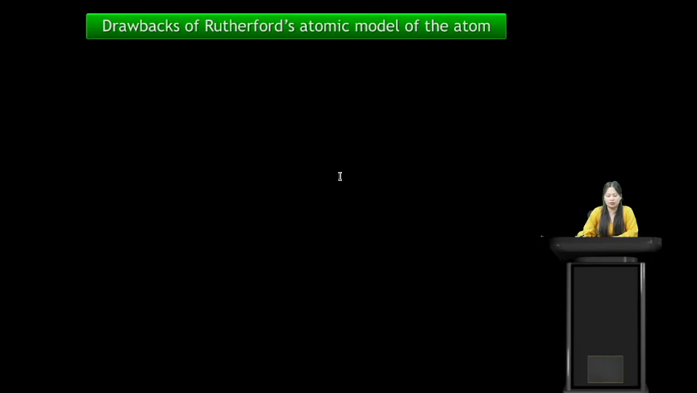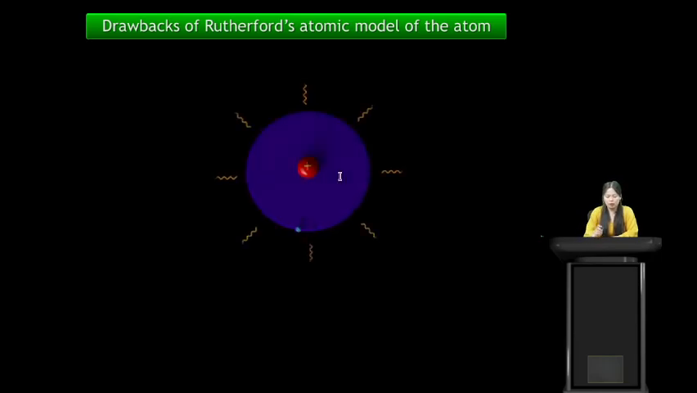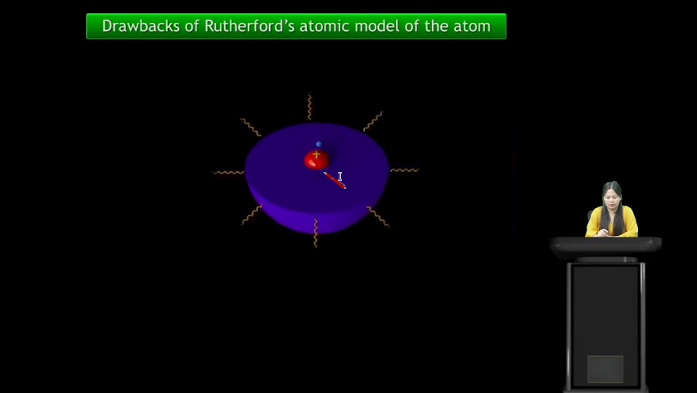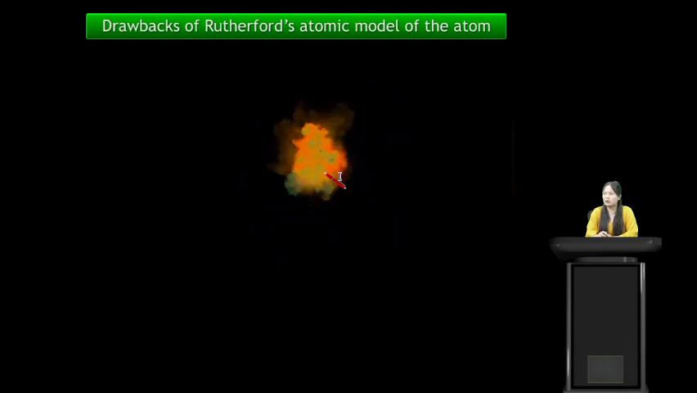Drawbacks or limitations of Rutherford's atomic model of the atom. According to Rutherford, there is a positively charged nucleus, and the electrons revolve around the nucleus in well-defined orbits. Let us observe what happens when this continues. Here we see that the electron is moving closer and closer to the nucleus, and finally it will fall into the nucleus and the atom disappears.